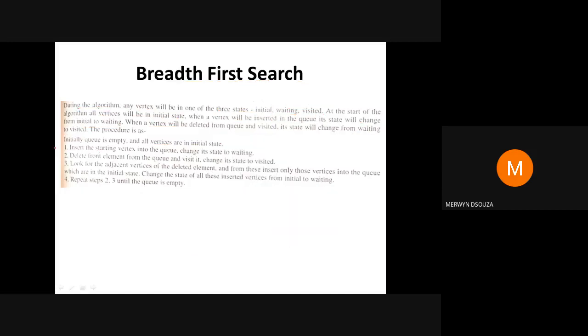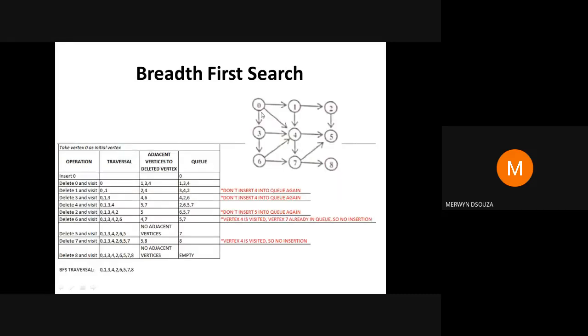So basically, we are going to do these steps. We're going to apply it to this graph. You'll get a question in the exam for around 8 marks, which will tell you to traverse the following graph using breadth first search. They may or may not mention that you have to use a queue, but you have to solve it using a queue.